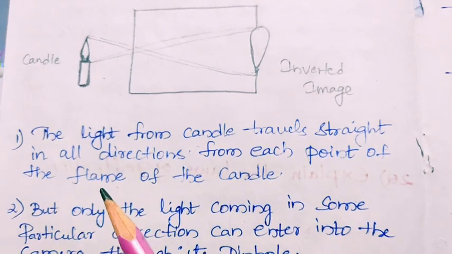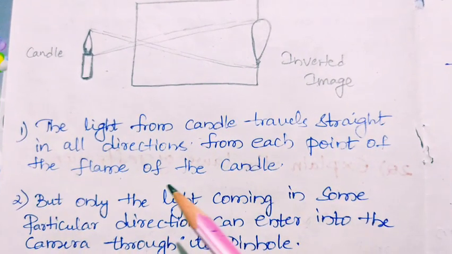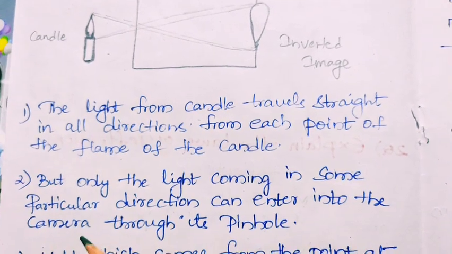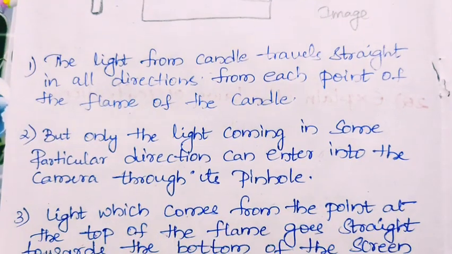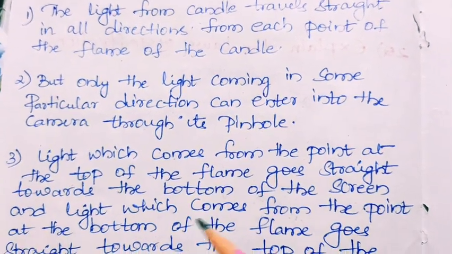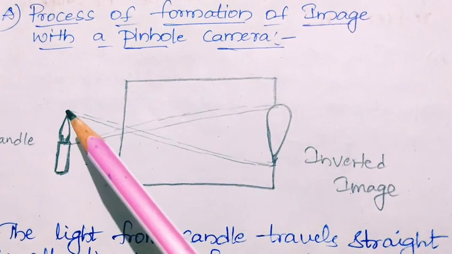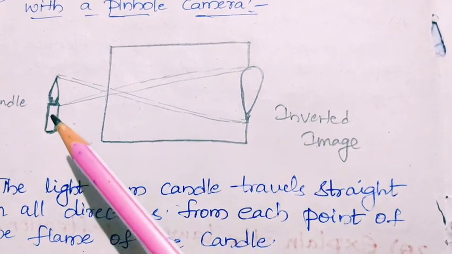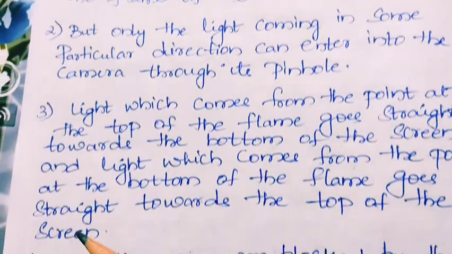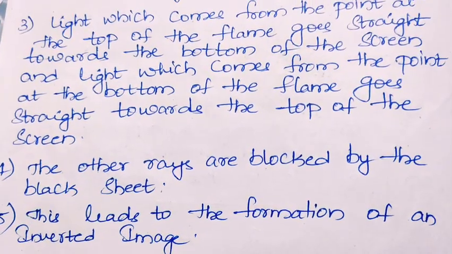So how it is forming, we will explain by the points. The light from the candle travels straight in all directions from each point of the flame of the candle. But only the light coming in some particular direction can enter into the camera through its pinhole. Next point, light which comes from the point at the top of the flame goes straight towards the bottom of the screen, and light which comes from the point at the bottom of the flame goes straight towards the top of the screen, like this. So hence we will see the inverted image like this. The other rays are blocked by the black sheet. Next, this leads to the formation of an inverted image.